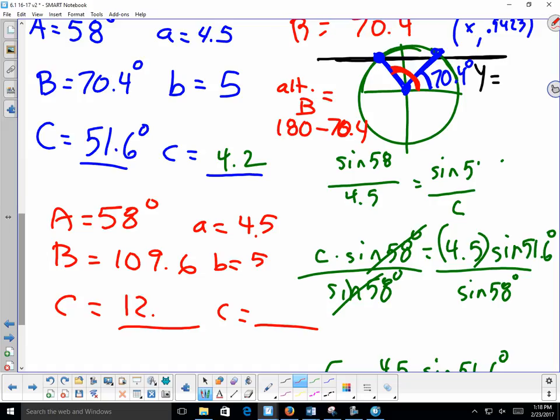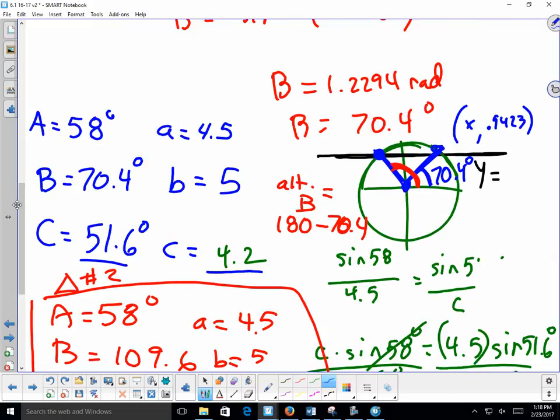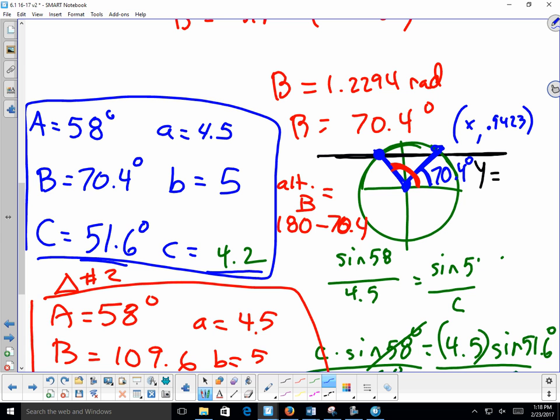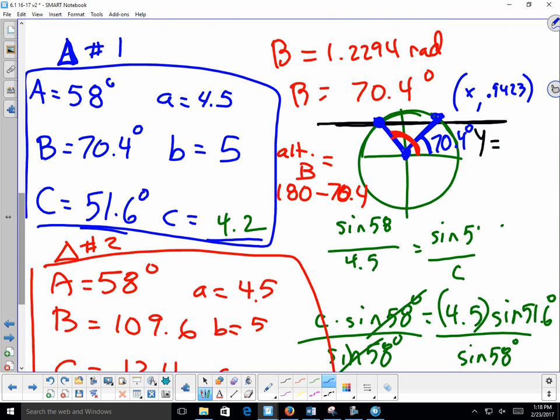So since 12.4 is a positive angle measure for C, then you're going to have to go one more step and find the alternate C, right? This here is triangle number 2, and this one here was triangle number 1. So there's two triangles possible. Why did we have two different triangles? Because there's two different angles that have a sine of 0.9423.